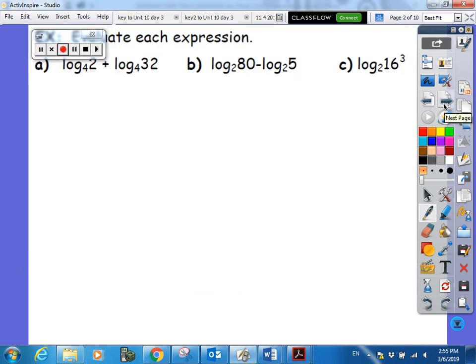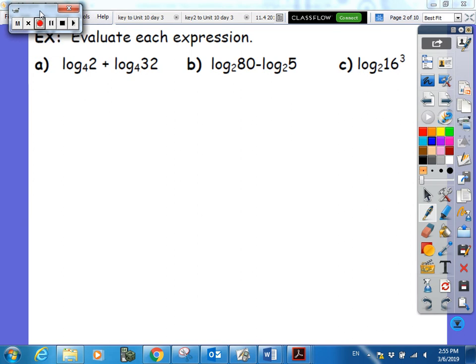All right, so here it says evaluate. Now, you might have to evaluate each individually. You might have to combine and evaluate. You might have to do a combination of that. So this one, we could say 4 to the what equals 2, 4 to the what equals 32, but that's not that easy because 4 can't be written as 2 to something. So the easiest thing to do here would be to make that log base 4 of 2 times 32, which is 64, and then think 4 to the what equals 64, and then you get your answer of 3.